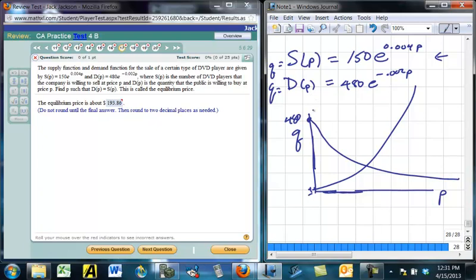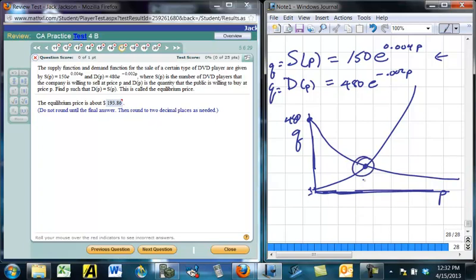The demand curve is the consumer's willingness to purchase, how much they demand. So the lower the price, the more the demand is going to be. So if they're giving them away, they would demand 480 of them. And then as the price increases, the demand goes down.